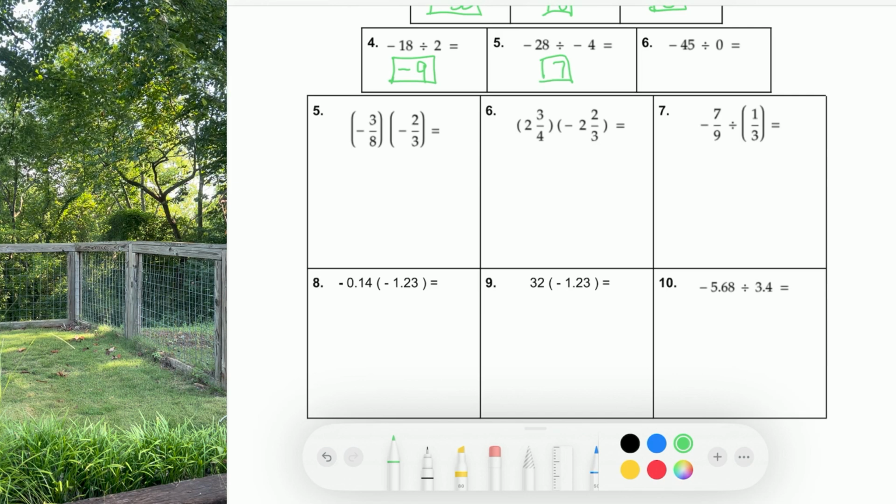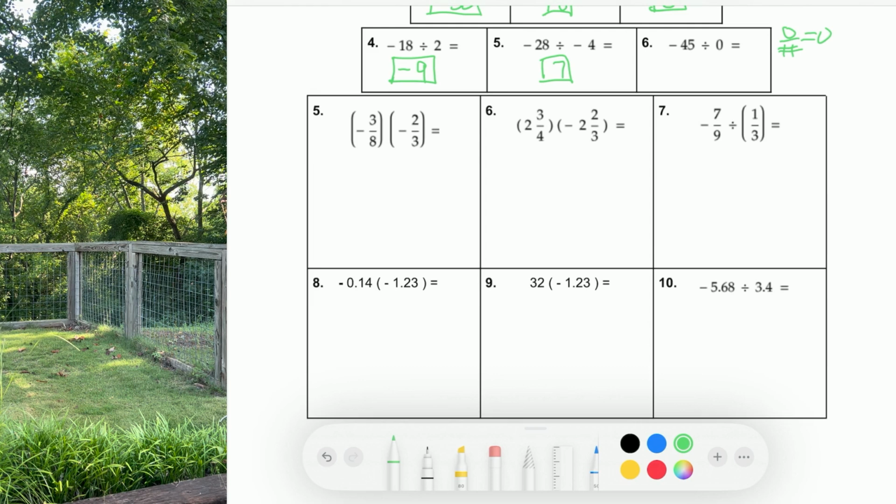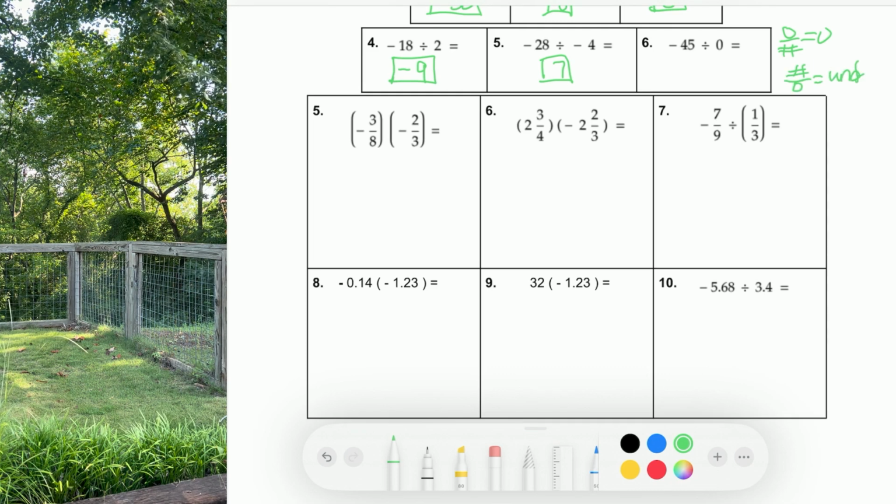Number 6, -45 divided by 0. We need to write it as a fraction so we can see which one of the scenarios it fits, whether that's the 0 over a number, which equals 0, because we can have 0 of something. So remember, we could have 0 pieces of pizza left. But if the number is in the numerator, that is undefined because we can't have something of nothing.